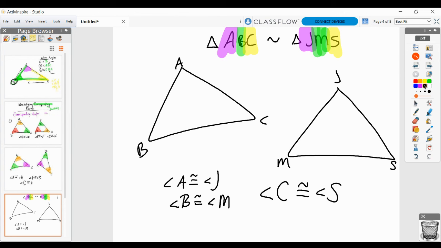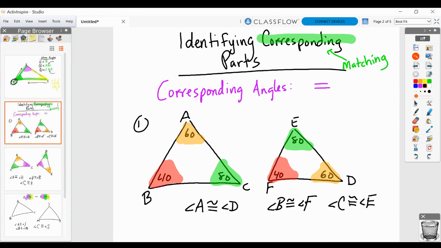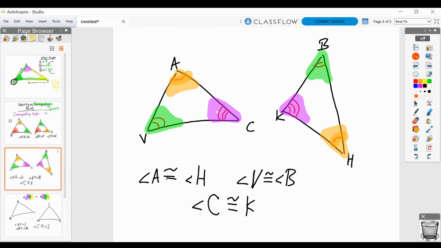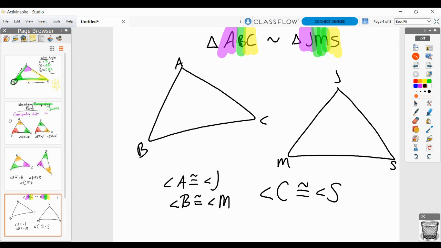So we have three ways that we can identify our corresponding angles. The first way is to look at the numbers and see which number matches. The second way is to look for the arcs in the angle, and we can see which arc matches between the two triangles. And the third way is to look at the names, the way the triangle is listed to us. So if it says ABC and JMS, whichever letters come first, those will match. Whichever letters are in the middle, those will match. And whichever letters are last, those will match.